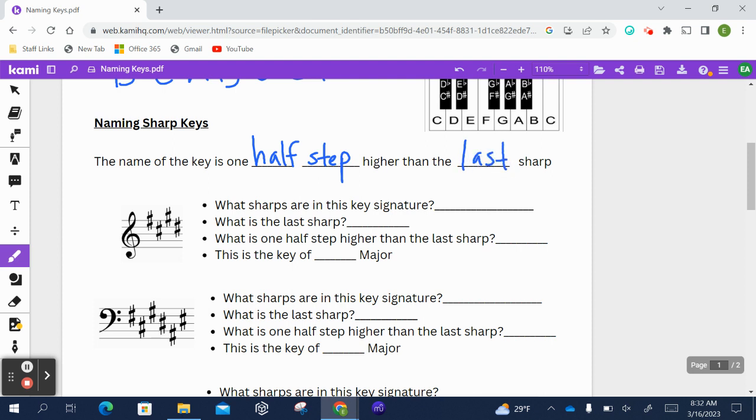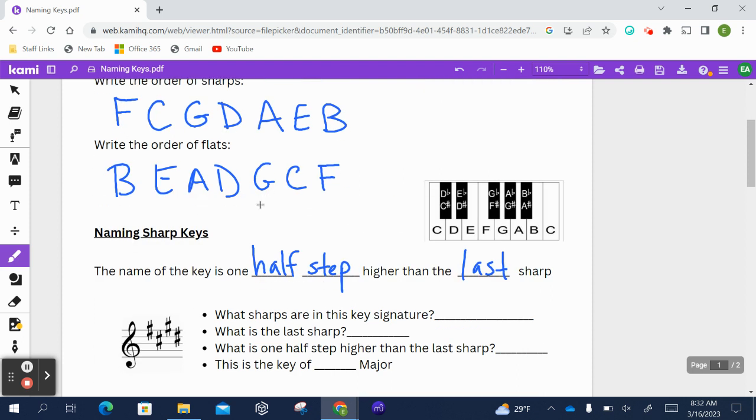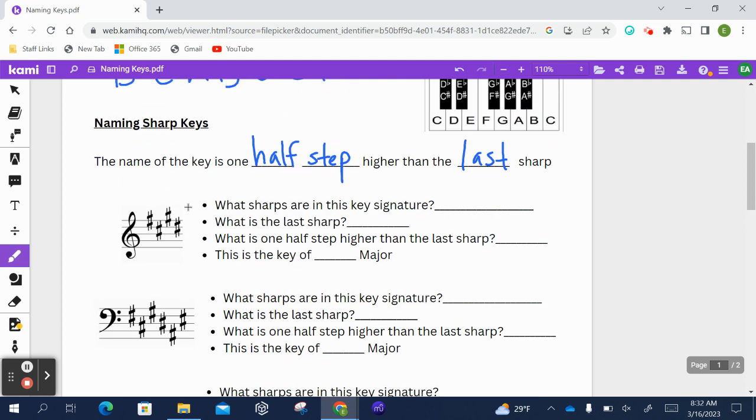Now, eventually you'll be able to just look at this and do the trick really, really fast. But I've broken it down into some questions to kind of help guide us to start. So the first question, and we'll take a look at this key signature. We have four sharps. What sharps are in the key signature? Well, you can go back up and look at your order of sharps, or you may have it memorized. They are F, C, G, and D.